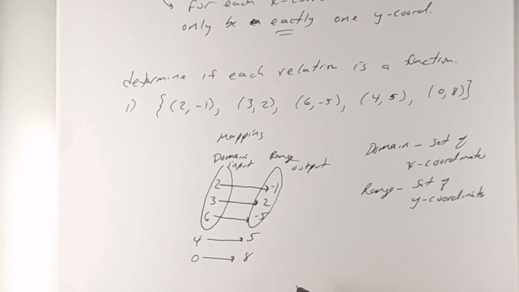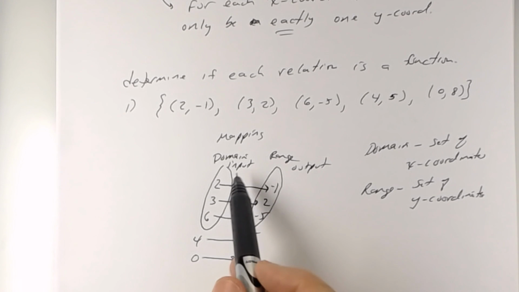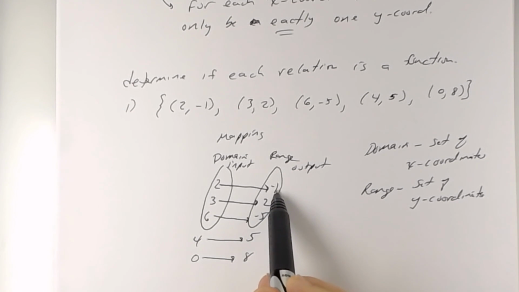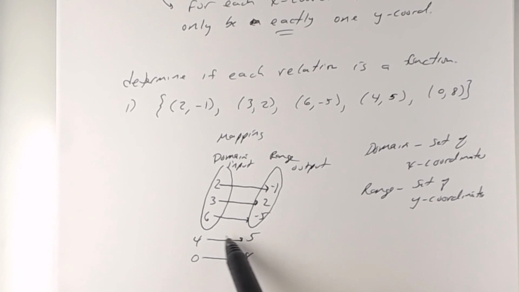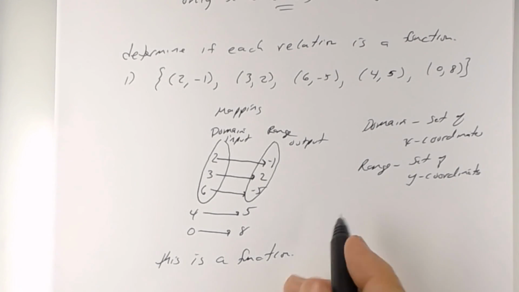All right, now let's talk about function. Function says that for each x coordinate, you had to have exactly how many y coordinates? 1. So when x was 2, what was my only y coordinate? When x was 3, what was my only y coordinate? When x is 6, what was my only y coordinate? When x is 4, what was my only y coordinate? And when x is 0, what was my only y coordinate? So is this a function? Yes, so this is a function, because for each x coordinate, there's exactly one y coordinate.